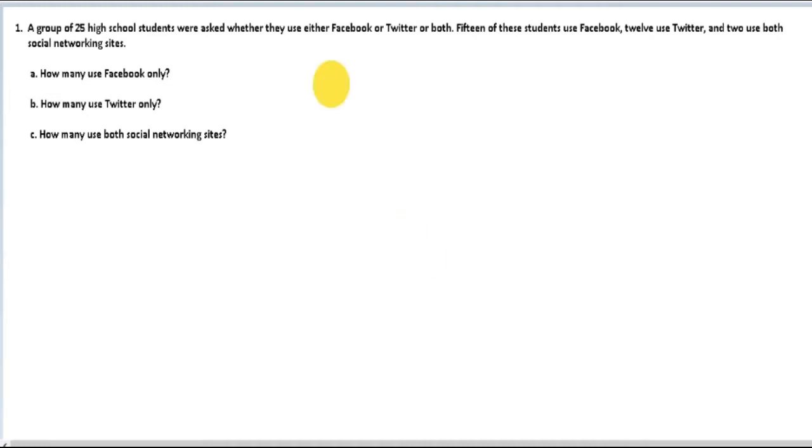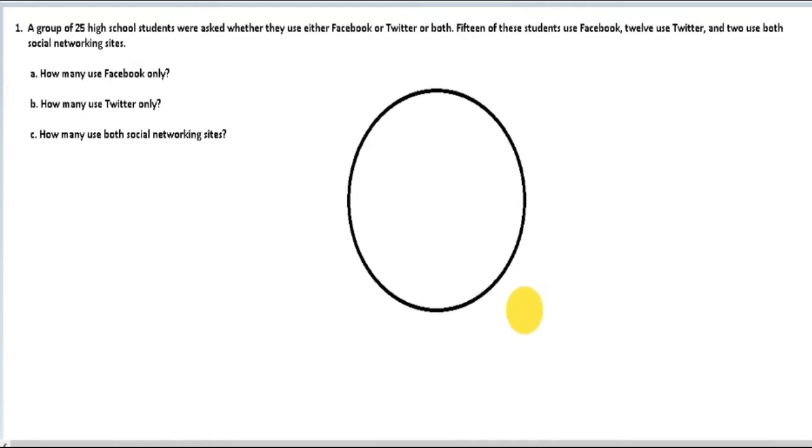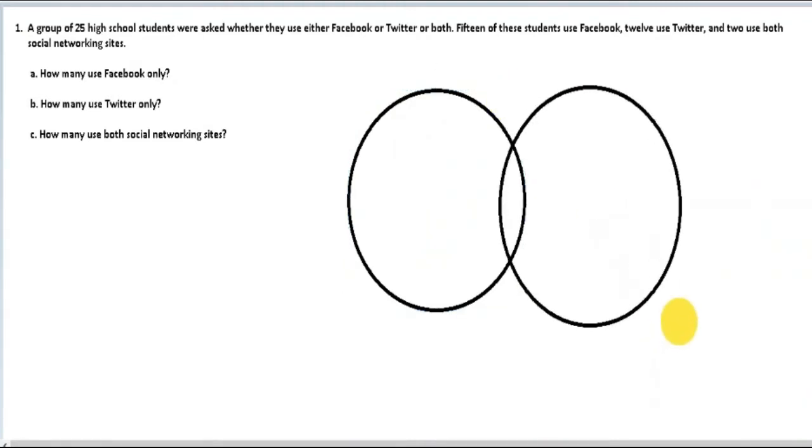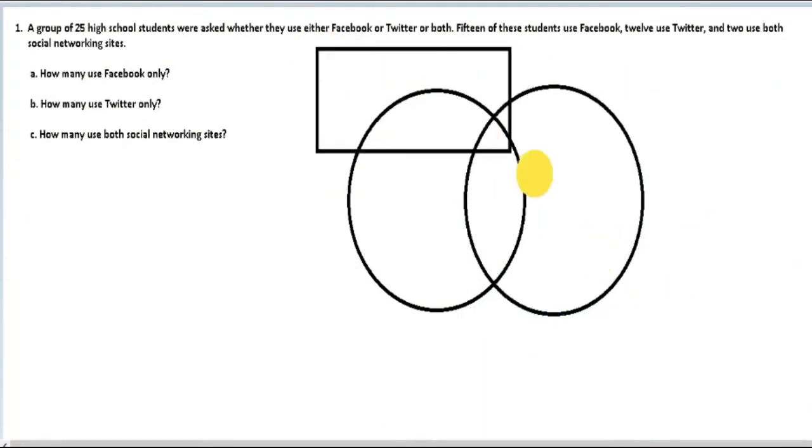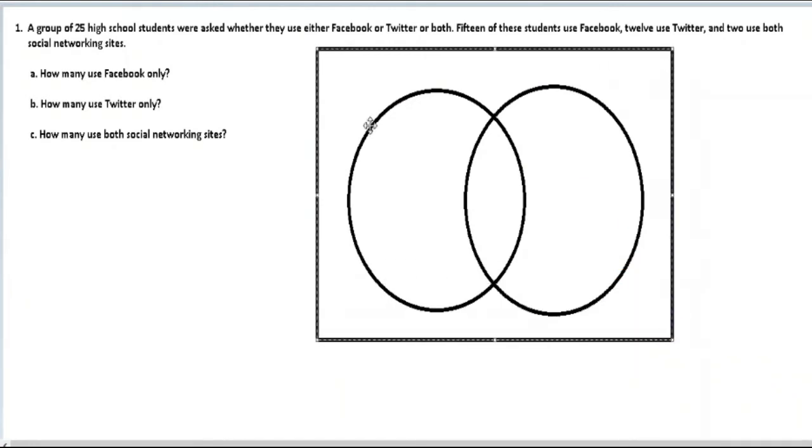Okay, so let us draw a Venn diagram. We have two sets, therefore we need to draw two intersecting circles, and then we have to enclose that by a rectangle. Now let us name our circles F for Facebook and T for Twitter, and outside of that regions will be our universal set.